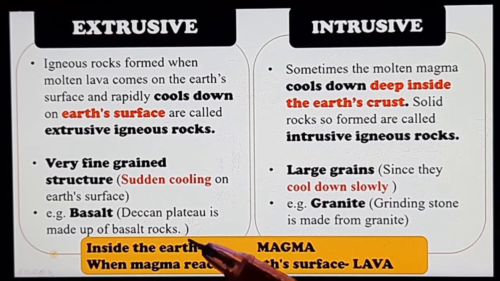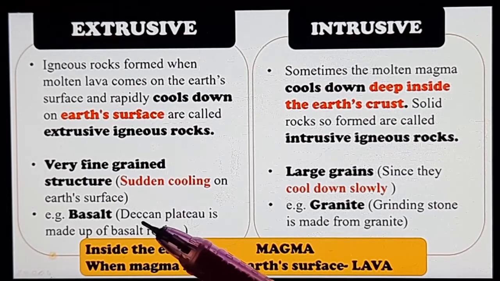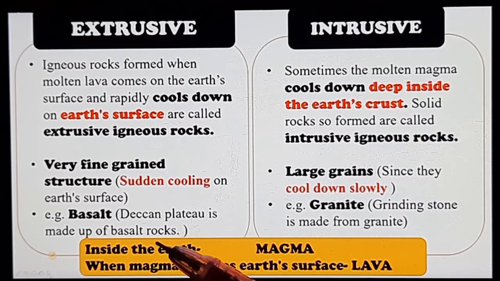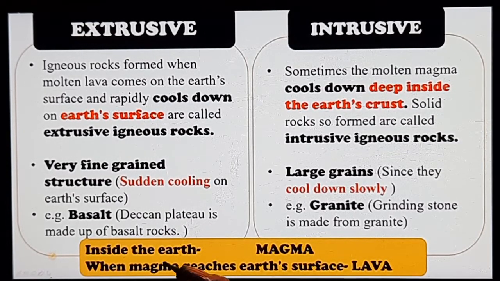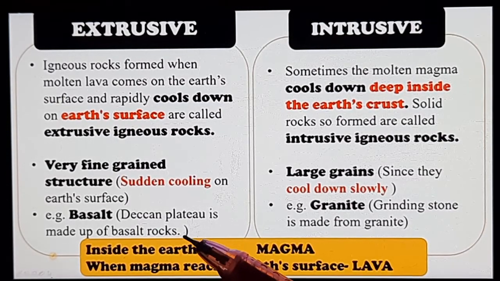Then sudden cooling on the earth's surface. Sudden cooling happens, rapidly cooling. Example is basalt. Okay, which rock? Deccan Plateau is made up of basalt rock.